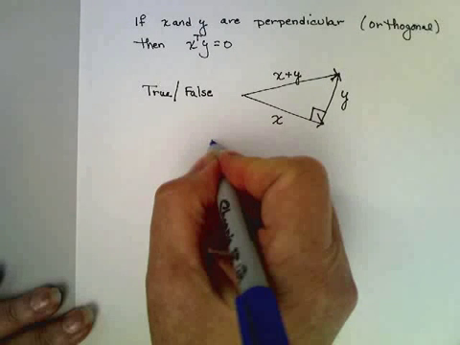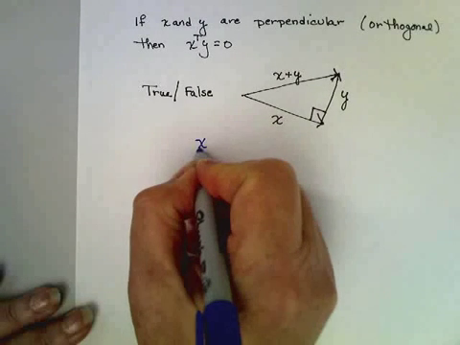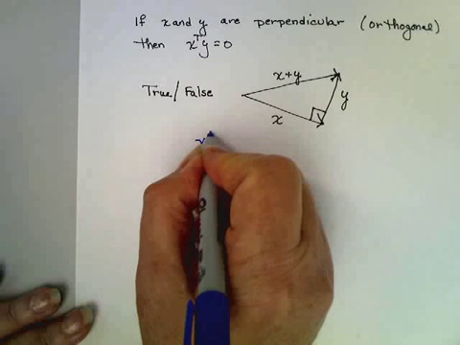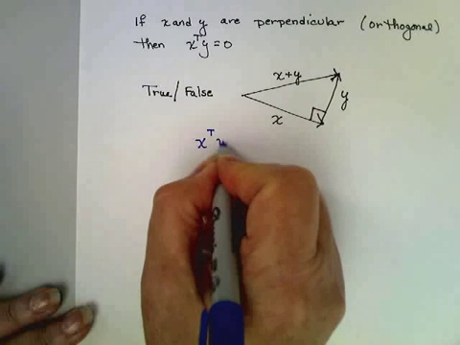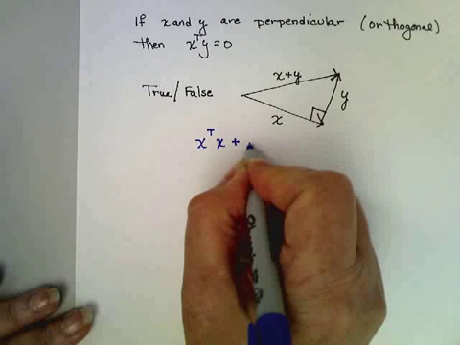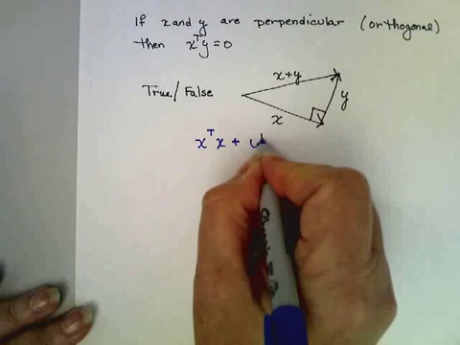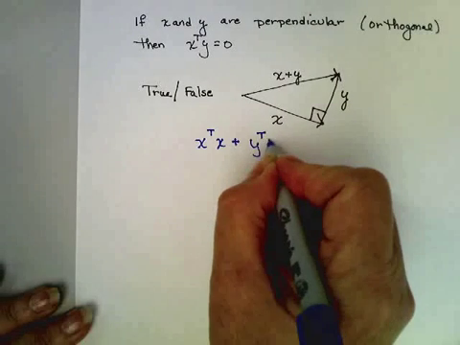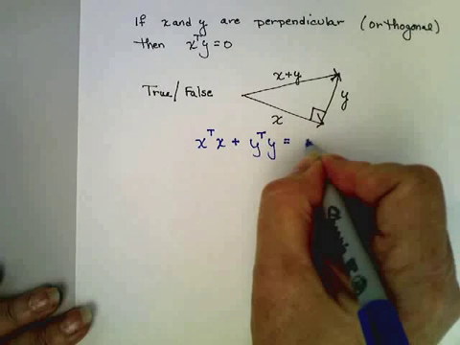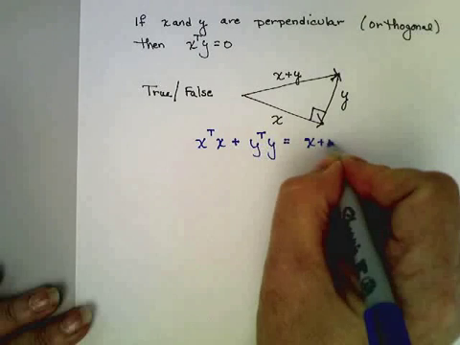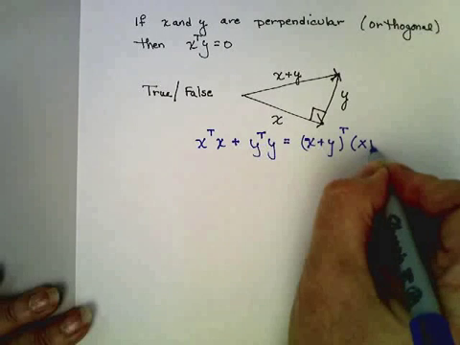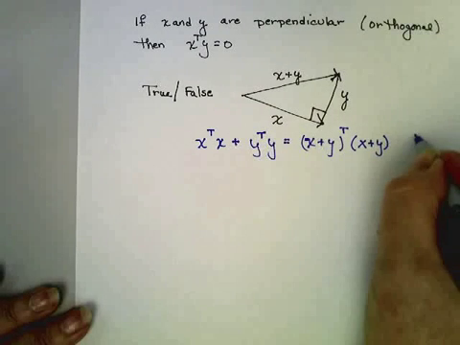In other words, the length of vector x squared, which is the dot product of x with itself, added to the length of vector y squared, which is its dot product with itself, we should get the dot product of x plus y with itself, because of Pythagorean.